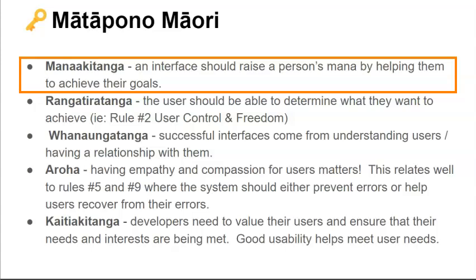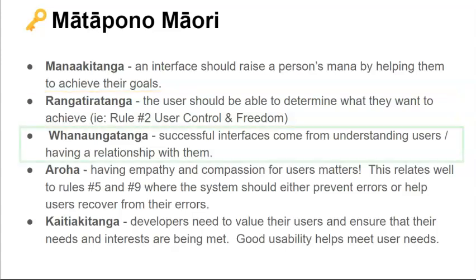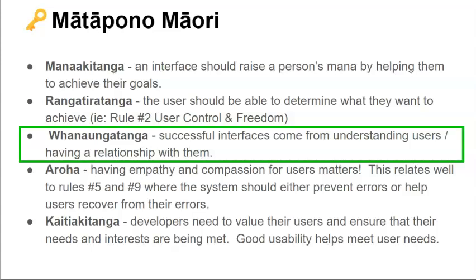Good usability lets us show manaakitanga because it helps users achieve their goals and raises their mana. Our user freedom rule, rule number 2, should be linked to rangatiratanga. Systems should put users in the driver's seat and give them control over what they want to do. We also need the idea that to create a successful interface, we need whanaungatanga. That means understanding one's users and having a relationship with them.